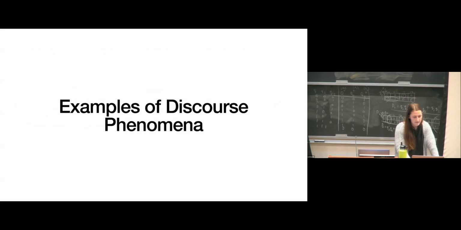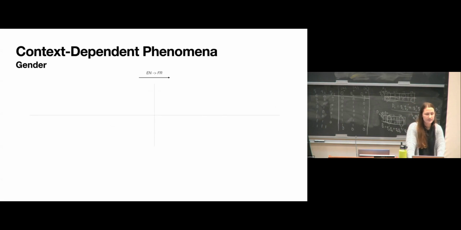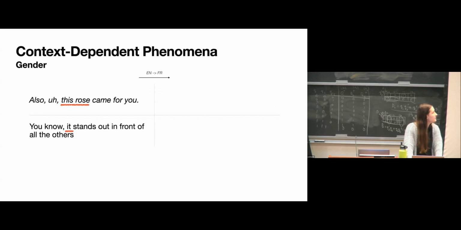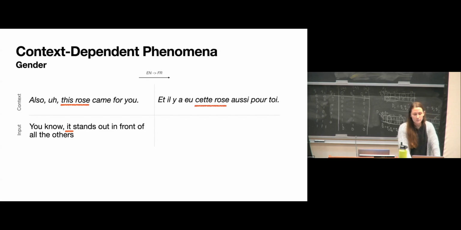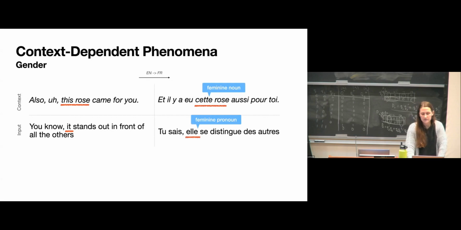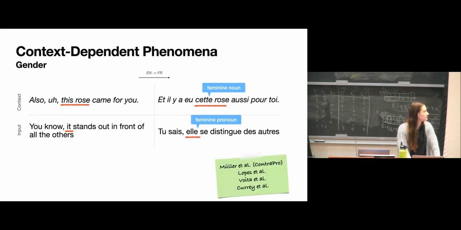So let's go over some examples of discourse phenomena. The first one is what we just covered, gender translation, or translation into a gendered language. So we have the sentence, "This rose came for you. It stands out in front of all the others." Again, we know that it refers to this rose. When I begin to translate these inputs into French, I see that this rose is a feminine noun. So when I translate it with a pronoun, I also need to use a feminine pronoun.